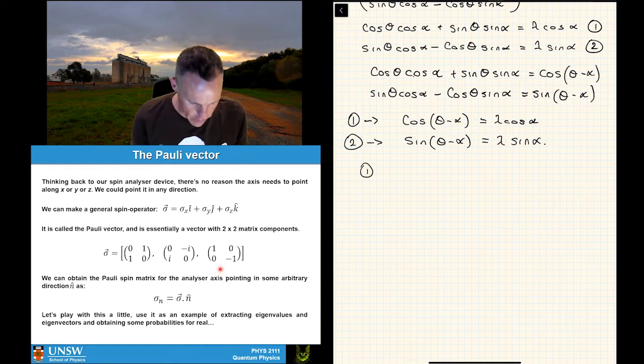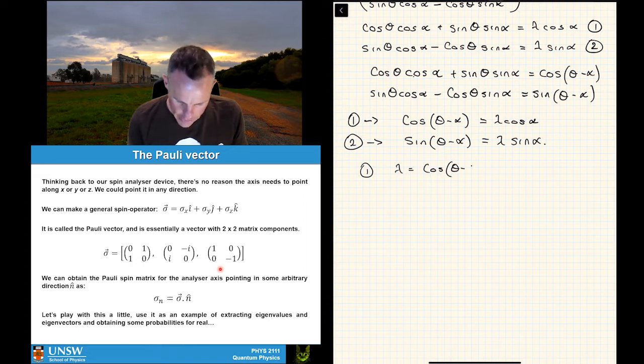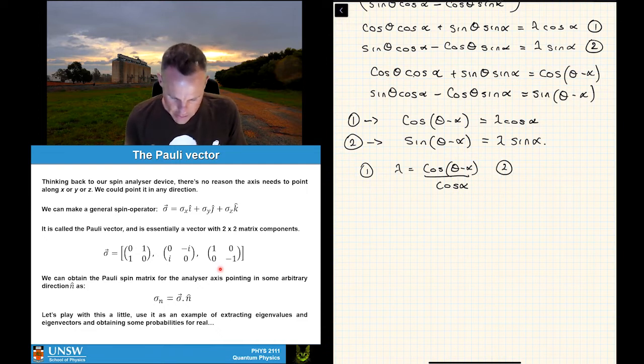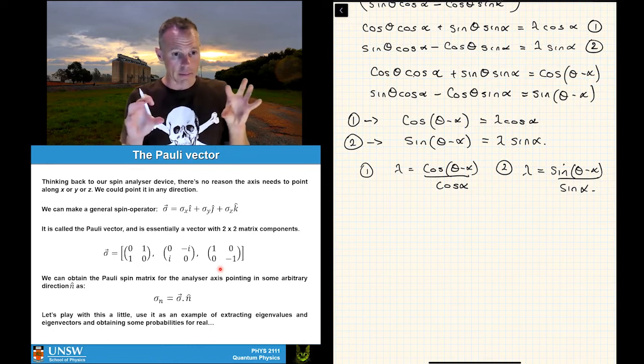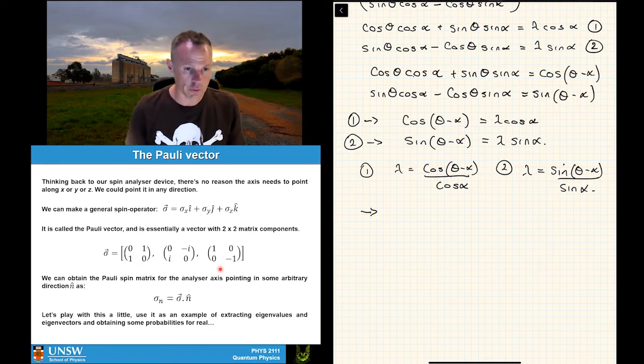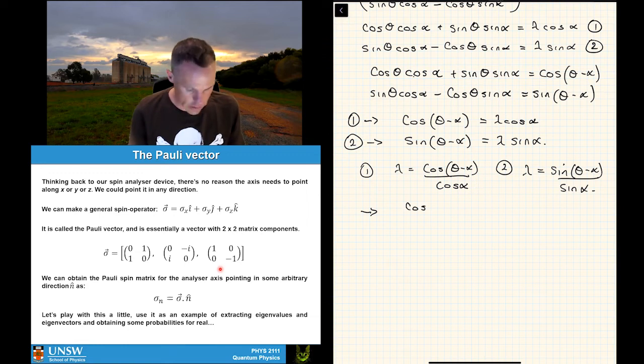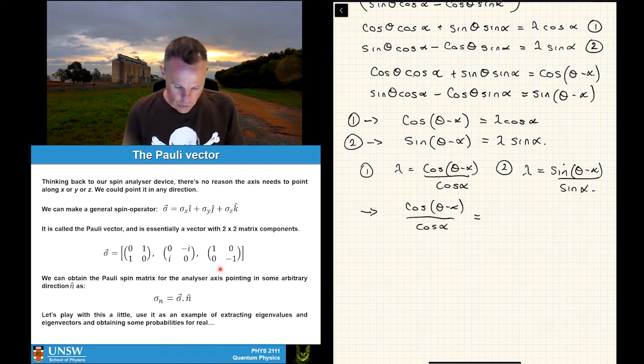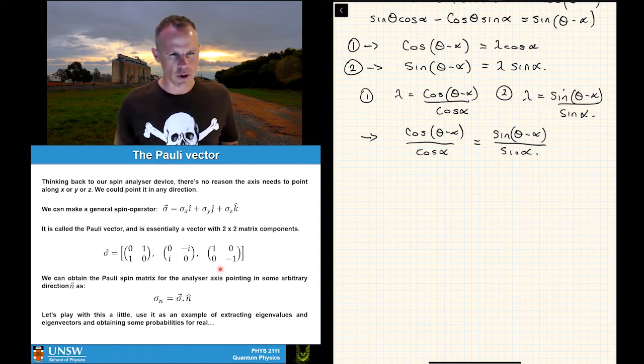I can take the first one and write it as lambda is equal to cos of theta minus alpha on cos alpha. I can take my second one and write it as lambda equals sine of theta minus alpha on sine alpha as well. And then I can take the two lambdas and make them equal to each other and give myself an entry point for solving these two equations. So what I would have is cos of theta minus alpha on cos alpha is equal to sine of theta minus alpha on sine alpha.